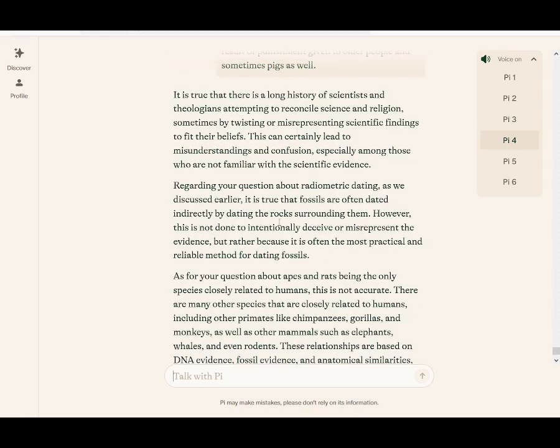Regarding your question about radiometric dating, as we discussed earlier, it is true that fossils are often dated indirectly by dating the rocks surrounding them. However, this is not done to intentionally deceive or misrepresent the evidence, but rather because it is often the most practical and reliable method for dating fossils.